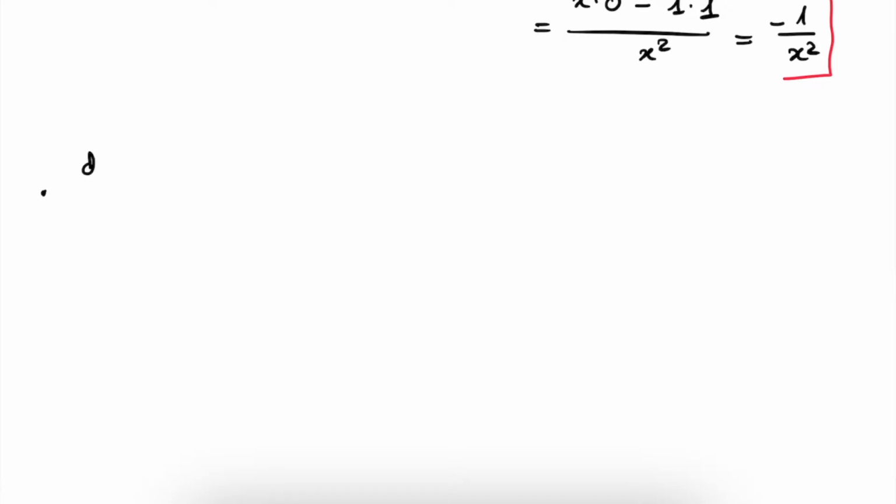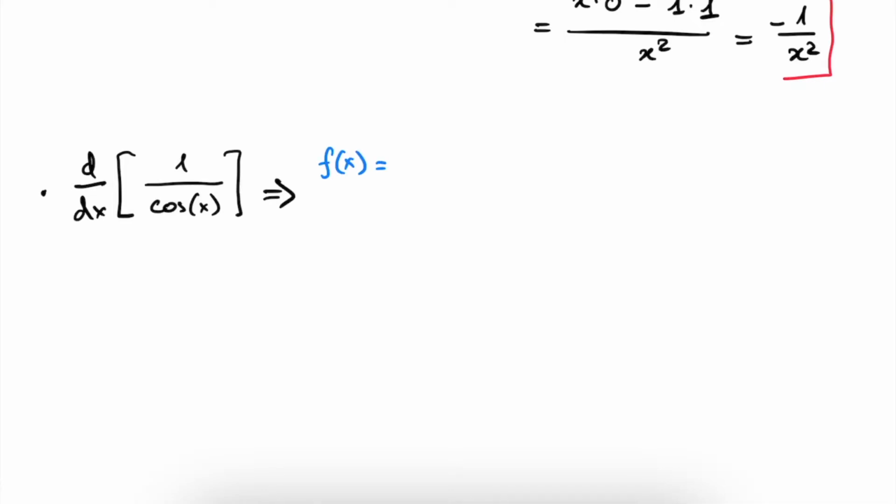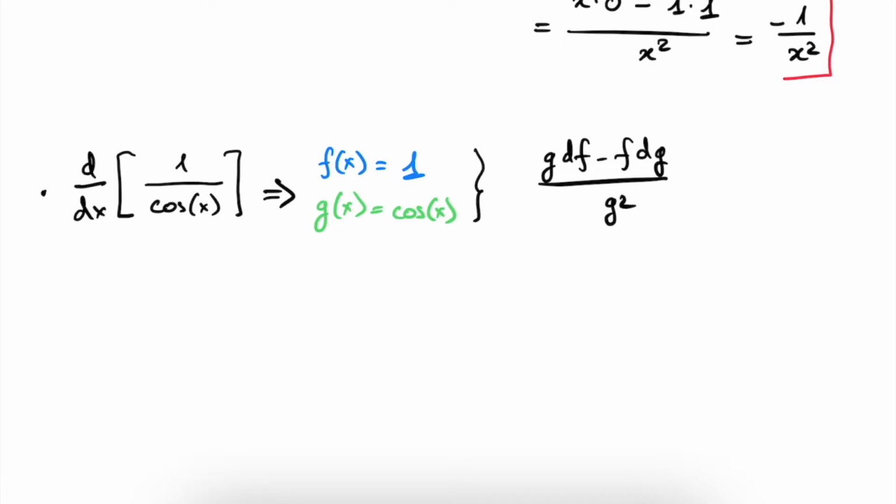The next exercise will be a bit more complicated and you will not know the derivative by heart, which is 1 divided by the cosine of x. The first step, as always, is identifying f of x and g of x. F of x is the function in the numerator, which in this case again is 1. G of x is the function in the denominator, and in this case that's cosine of x. And now we can use our formula. As a reminder, I will write out now, which is g df minus f dg divided by g squared.